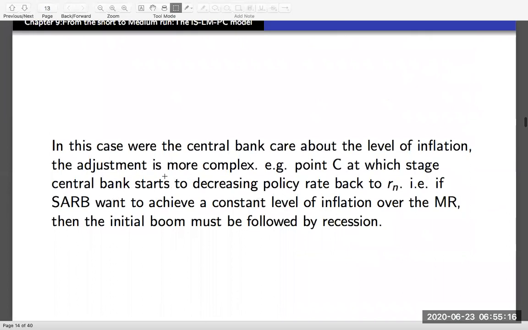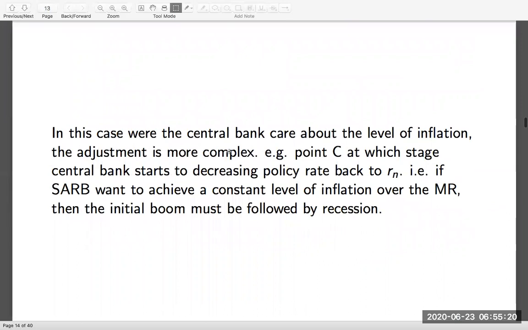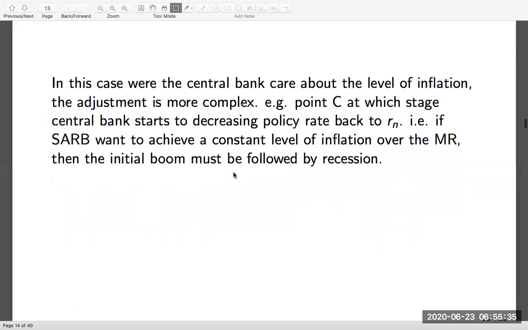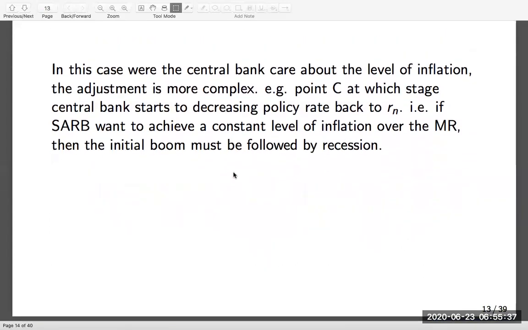So in this case, where the central bank cares about the level of inflation, the adjustment is more complex. For example, at point C, at which stage the central bank starts to decrease the policy rate back to RN, if the South Africa Reserve Bank wants to achieve a constant level of inflation over the medium run, then the initial boom must be followed by recession. Let me discuss this a little bit for you to follow.